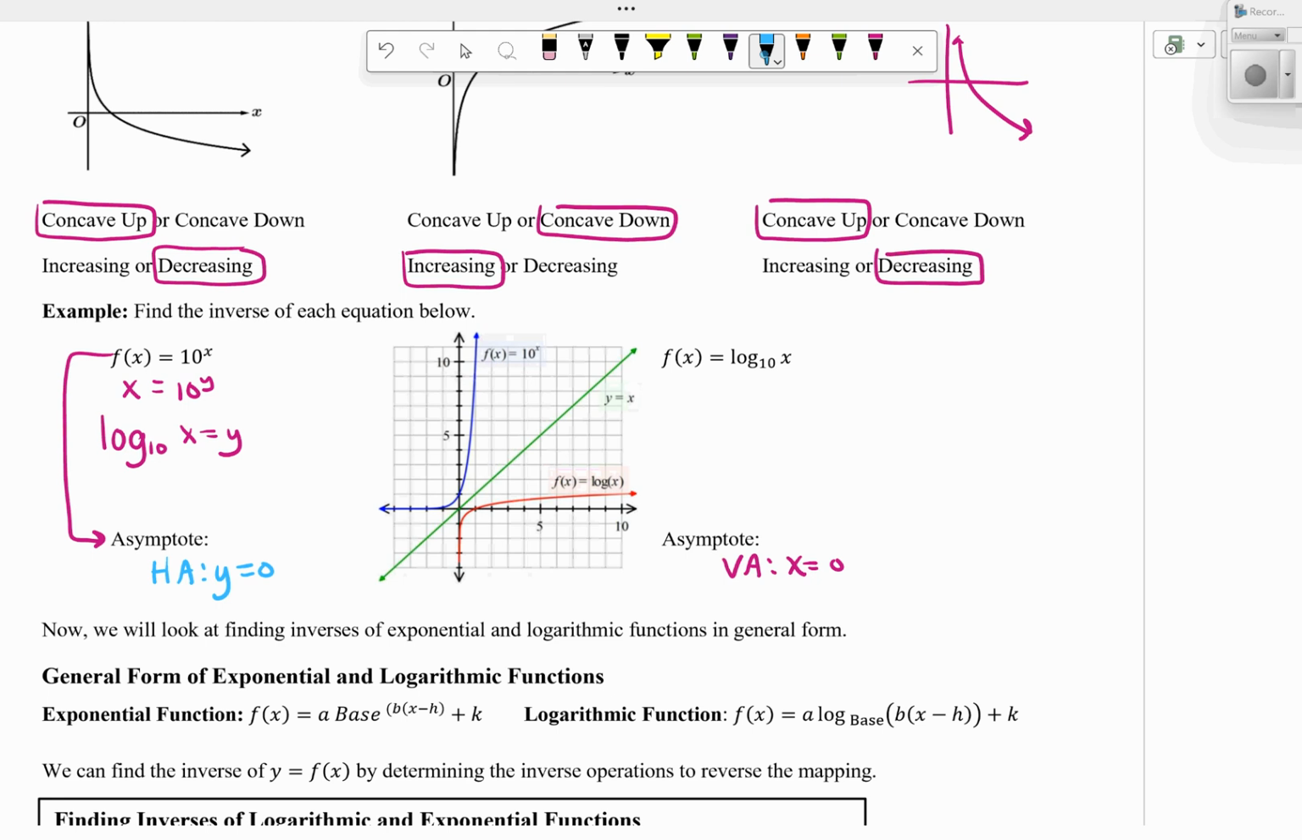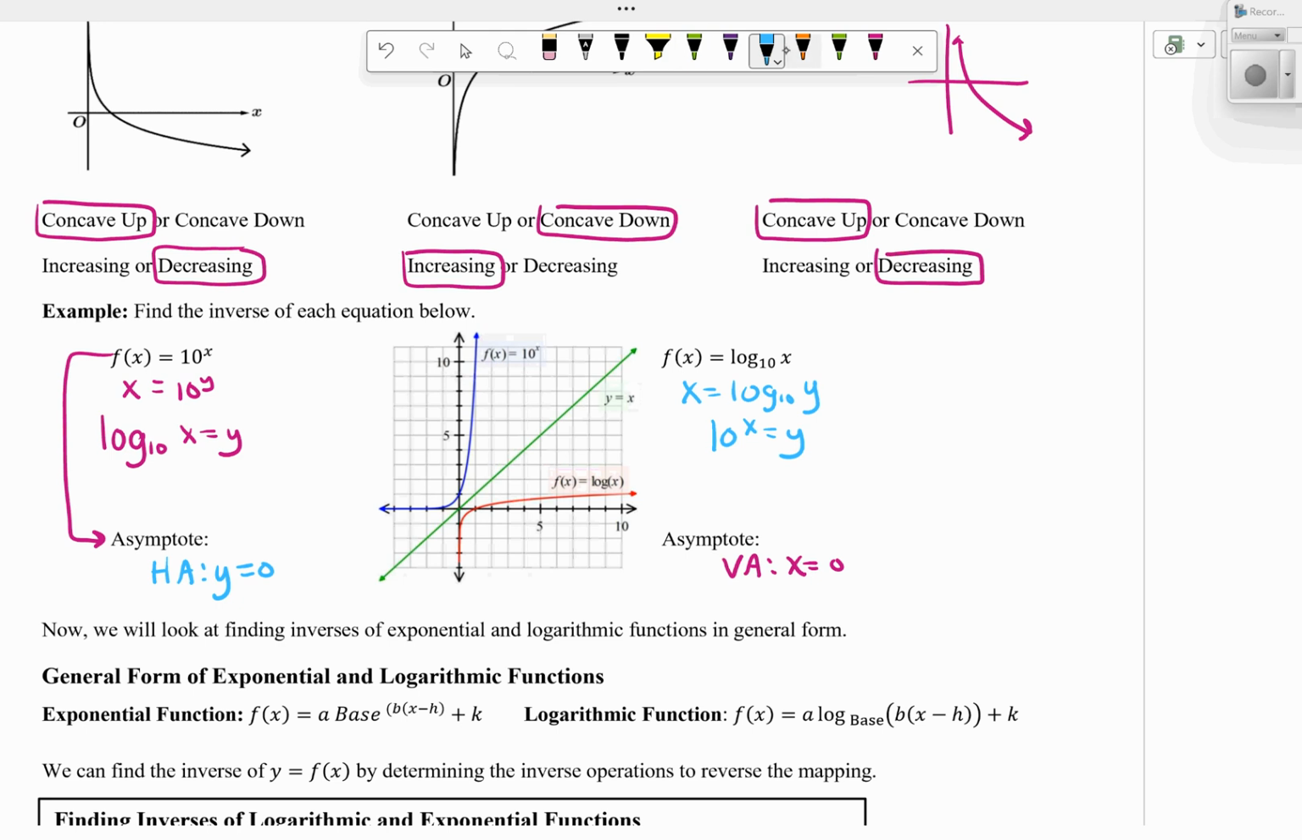So let's go ahead and find the inverse of our logarithmic function. So we have x equals the log base 10 of y. And remember, when the base is not written with the 10, we know that it's 10's common logarithm. And then we're going to rewrite this in exponential form. So 10 to the power of x equals y. So that would be the inverse equation.